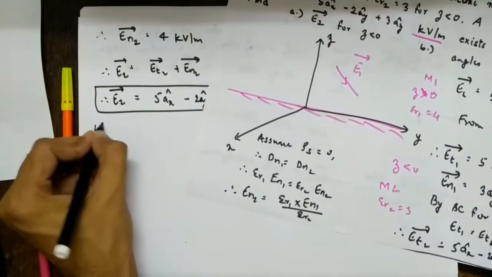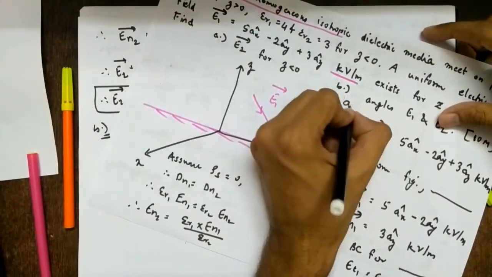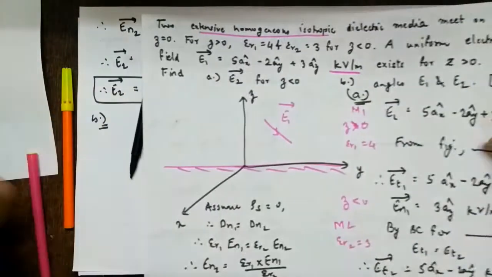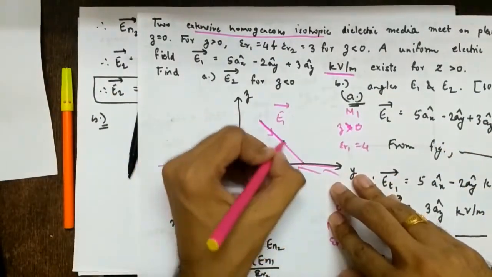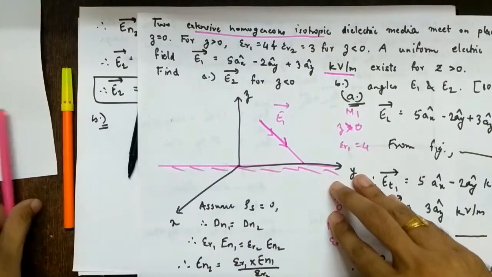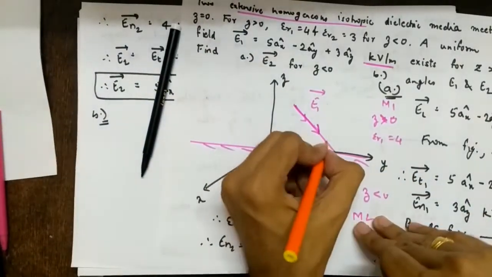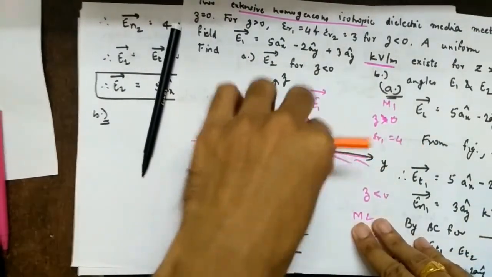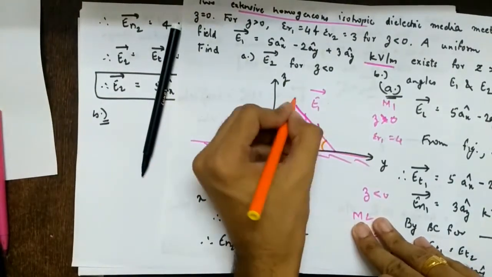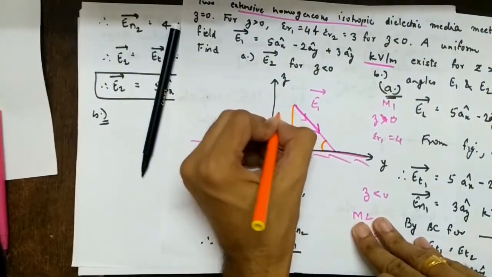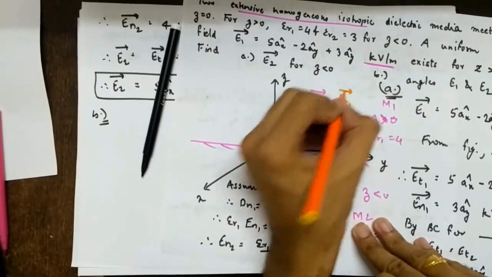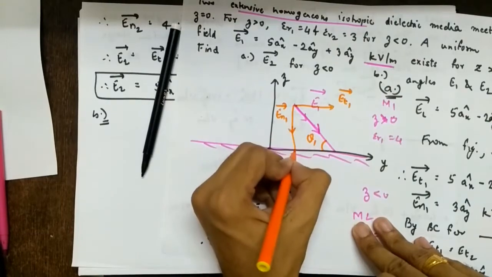Then they have asked part B. So this was part A, and this is part B. We have to find the angles of E1 and E2, right? So we can take this only. This is my E vector. It is coming in this direction, making an angle, let's say theta 1, with the interface or our boundary. If you resolve this, this is the normal component En1 vector, and this is the tangential component Et1 vector. So this is my theta. You just extend this line.